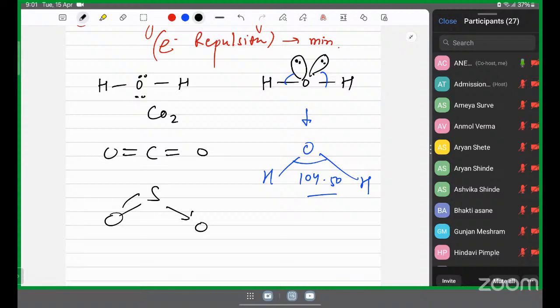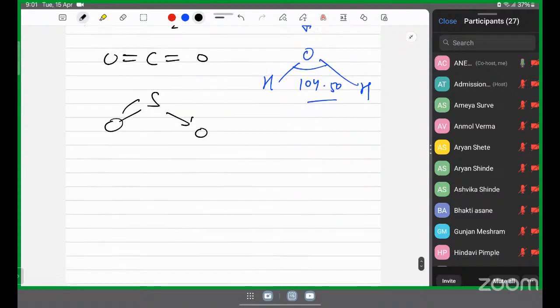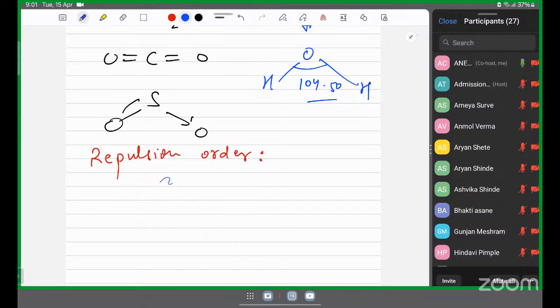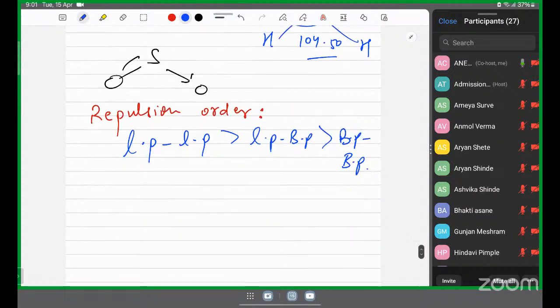So remember the repulsion order between the electron pairs. Repulsion is maximum between lone pairs, then lone pair and bond pair, and then least between bond pairs. Understood?